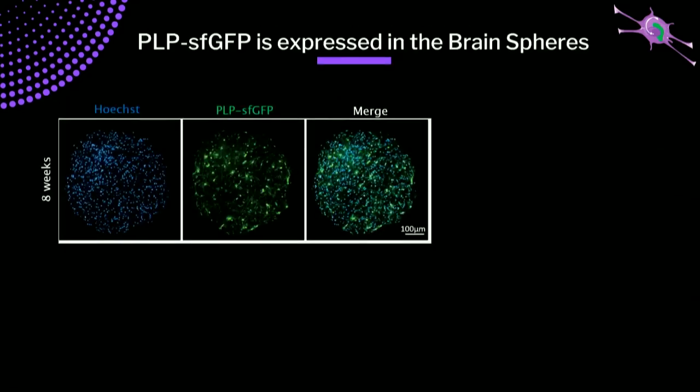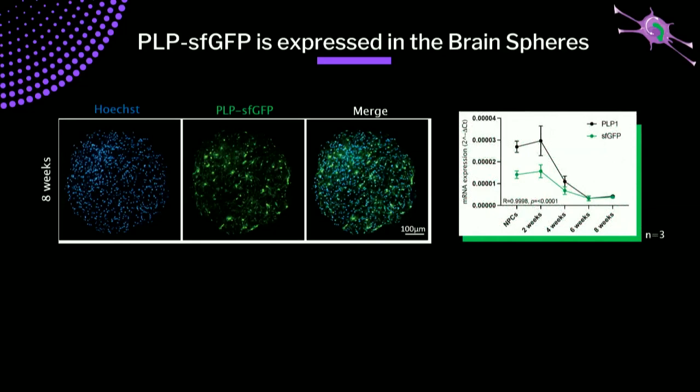Then after this, it was very important for us, because you can go through all this process and then at the end the tag doesn't light up or impairs the function of your protein. So this is very important, and it's very hard to do in iPSCs. So we observed that actually our tag lights up. We can see the GFP here, and then we did gene expression to look at the expression of PLP and GFP, and we saw a strong positive correlation.